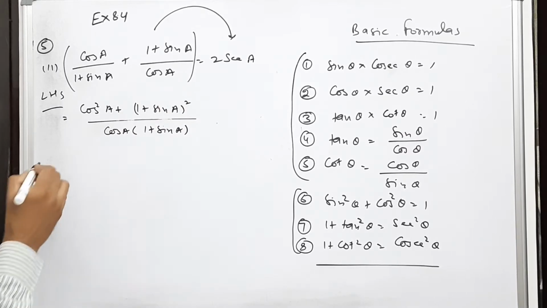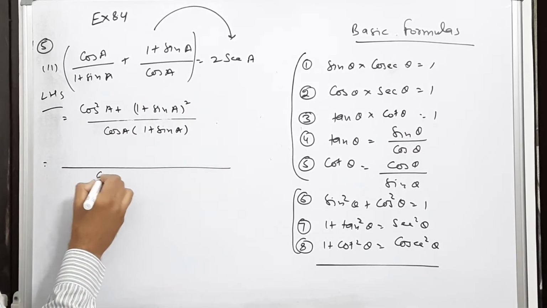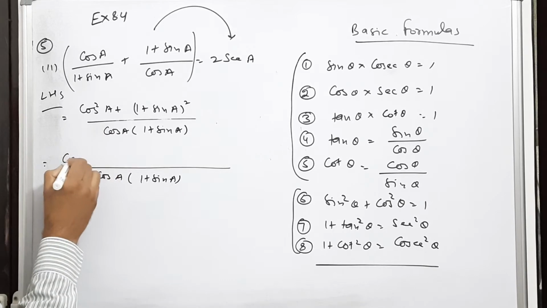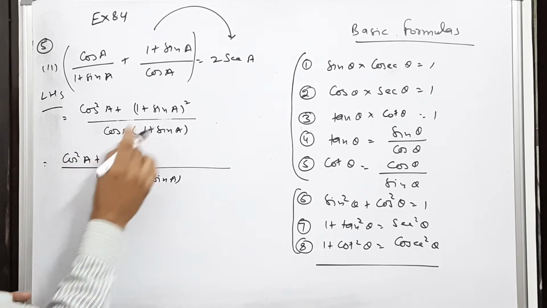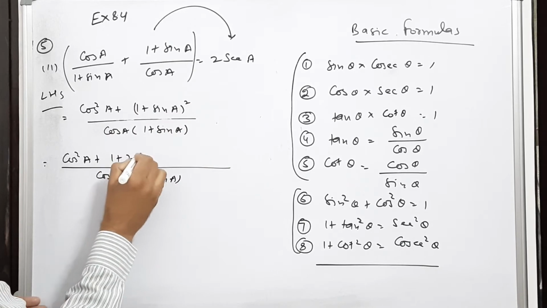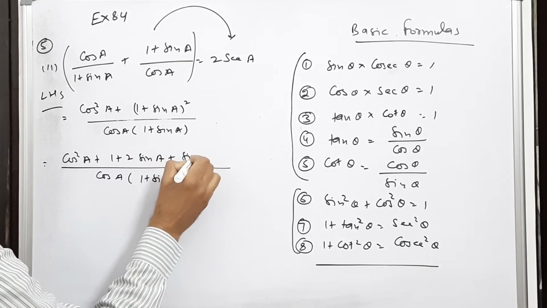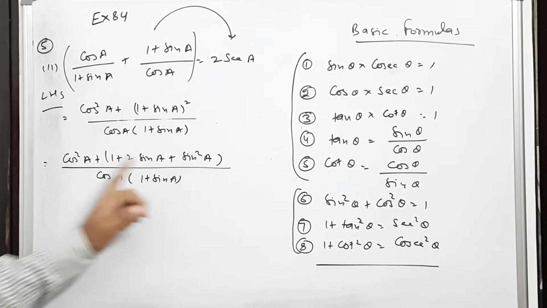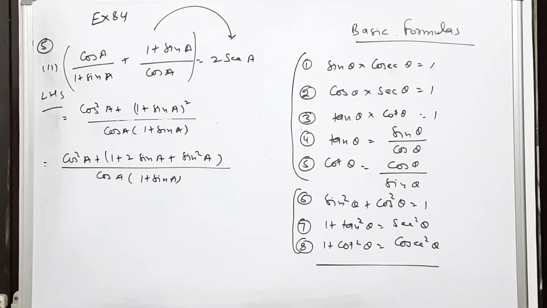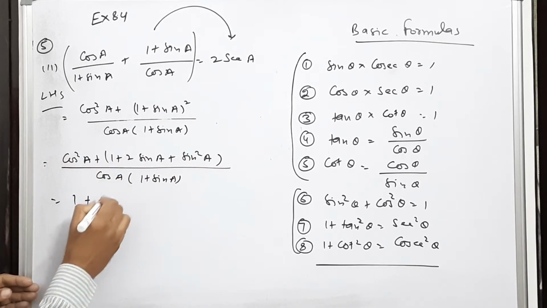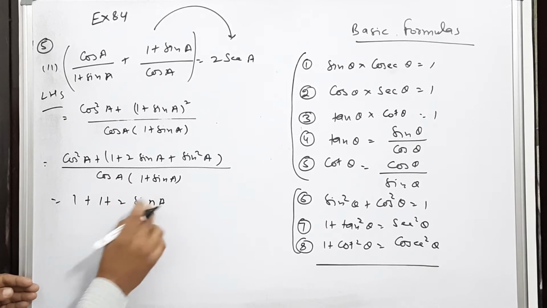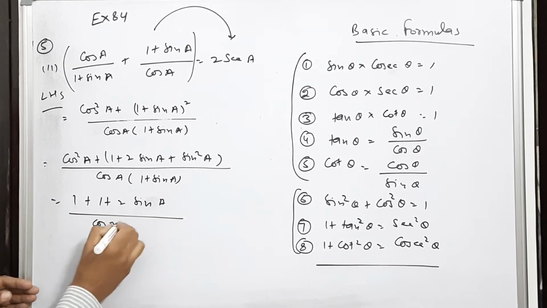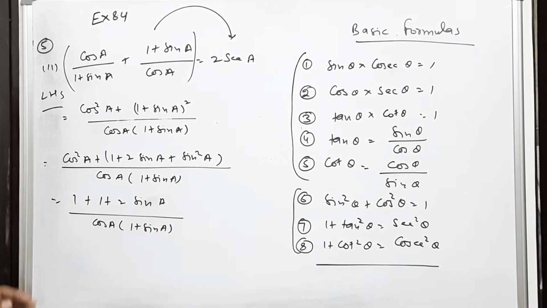Please see this part. Now if you open the bracket, it is cos square A plus, by the a plus b whole square formula, a square plus 2ab plus b square. See this formula: a square plus 2ab plus b square. Now cos square and sin square will be 1, so write 1 here. This 1 and it is 2 sin A. Now the next part is cos A and 1 plus sin A. It will remain as it is.